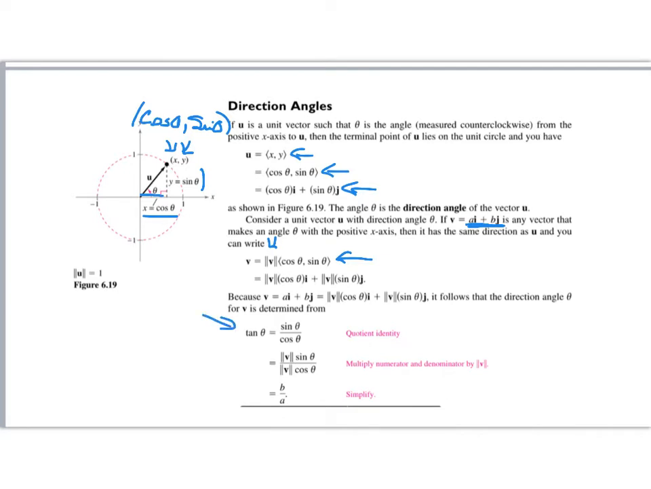Theta is when you're going to use your tangent, right? And tangent is sine theta over cosine theta. So that's why we end up with b over a, because this is your sine and this is your cosine. All right, let's try it out.